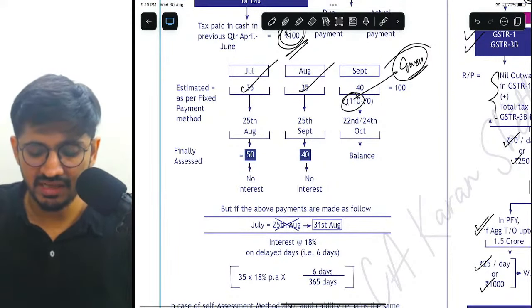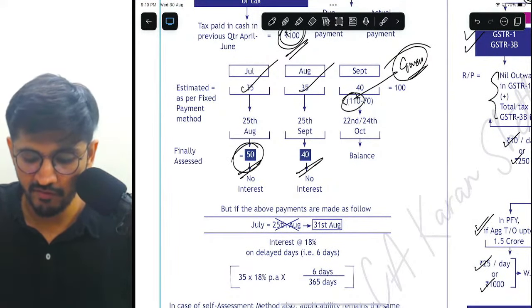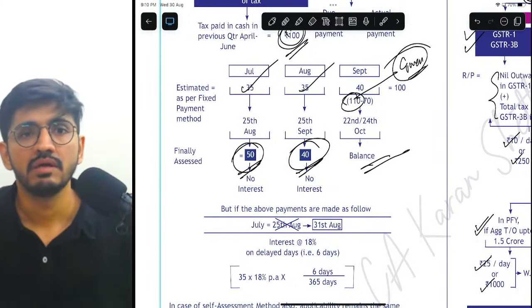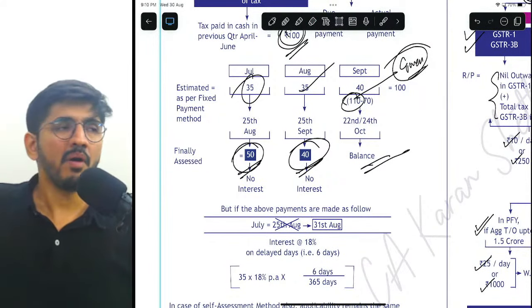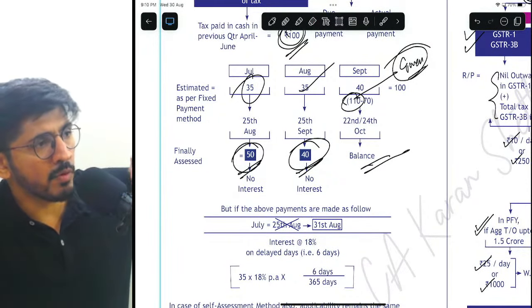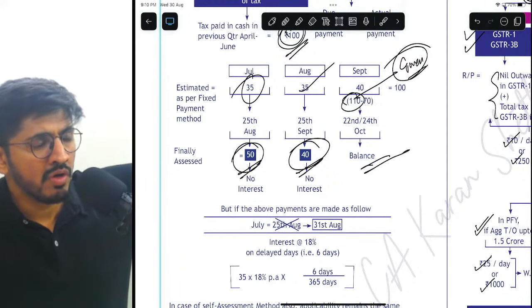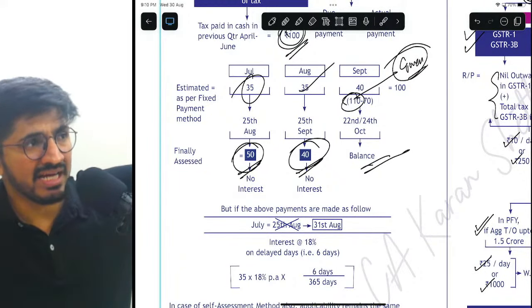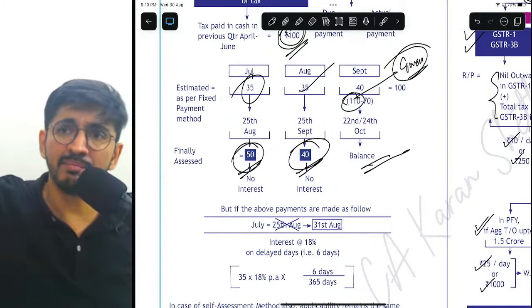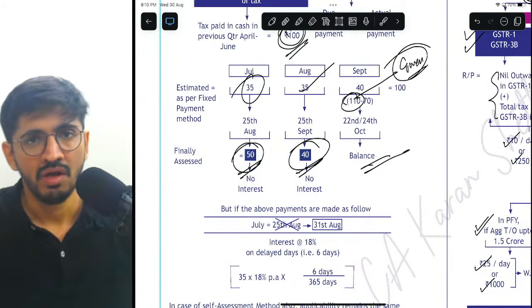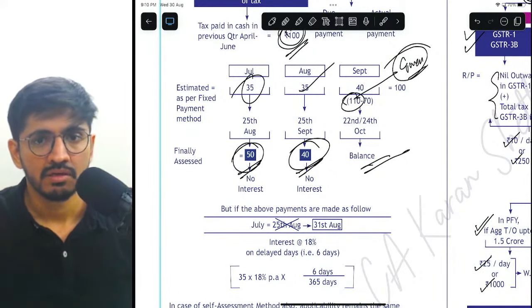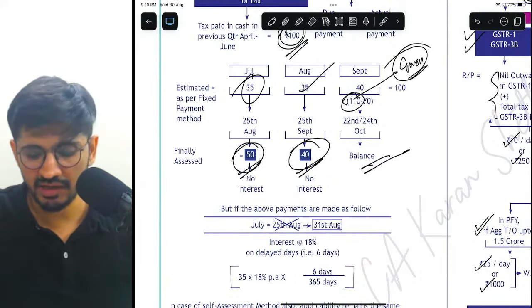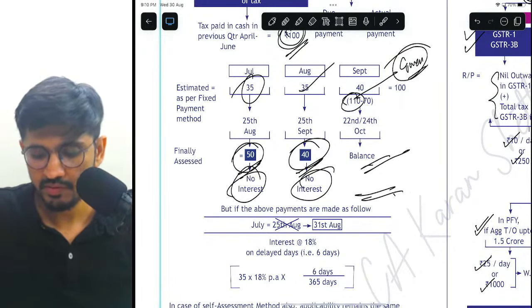Now, understand the actual liability came out to be 50, 40 and balance. Now, how much did you pay here? 35. But you were supposed to pay 50. Now, understand, government is not going to put that onus on you that you intentionally paid lesser tax. No, the estimation, by nature only, it will always go wrong. Either you have paid in excess or in deficit. So here, even though it is in deficit, it doesn't matter. There will be no interest here.